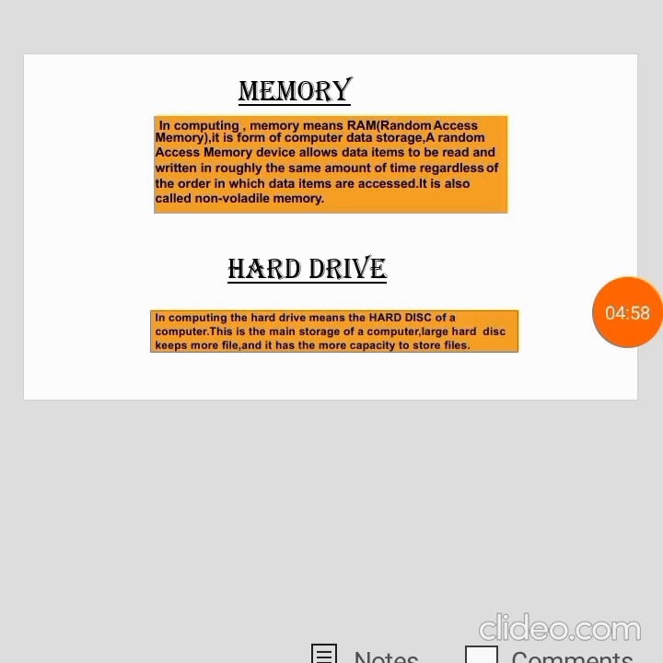So the second is memory. In a computer, memory means RAM, random access memory. It is a form of computer data storage.